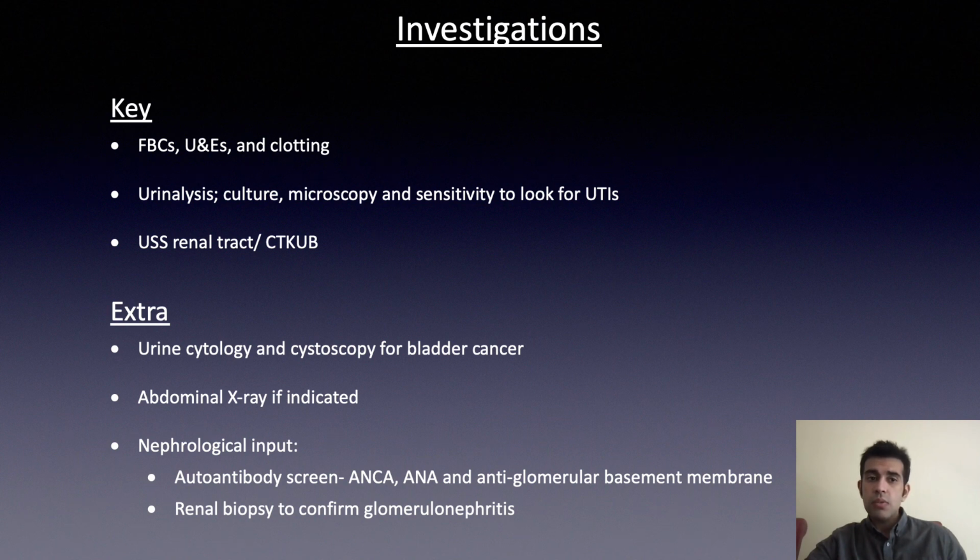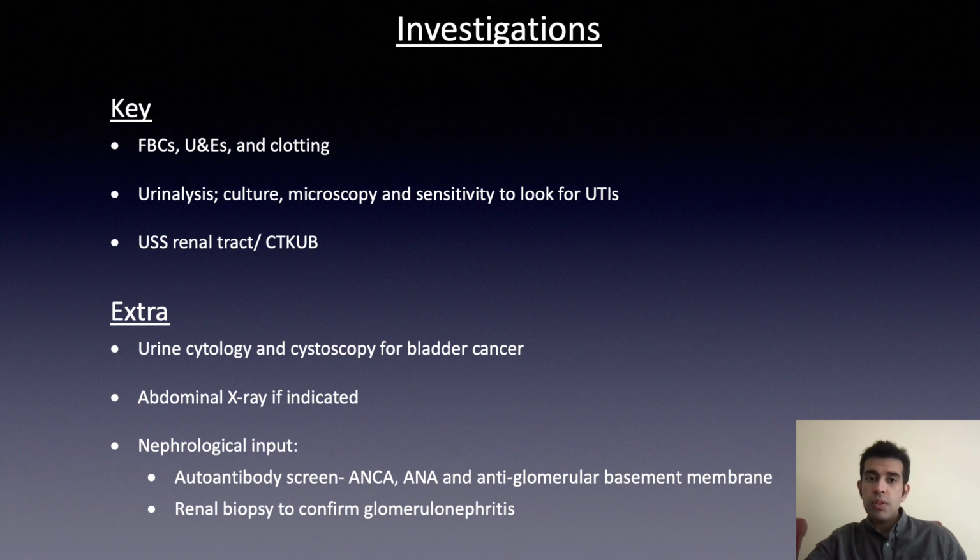In some cases, you might want to do an ultrasound of the abdomen, having a look at the renal tract, although a CT-KUB tends to be more popular now, especially if it is for stones. A few extra investigations you might want to order: urine cytology and cystoscopy if you suspect it may be a bladder cancer, and an abdominal x-ray if you think it is indicated, especially for stones.